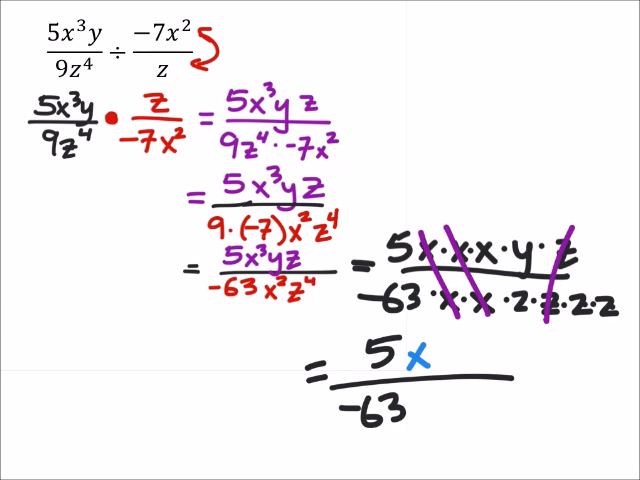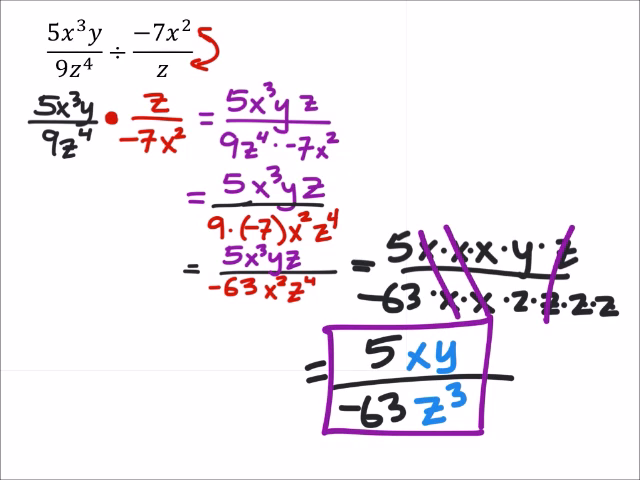I've got an x in the numerator and a y. And it looks like I've got z's in the denominator. I've got 3 of those. So this would be my final answer.